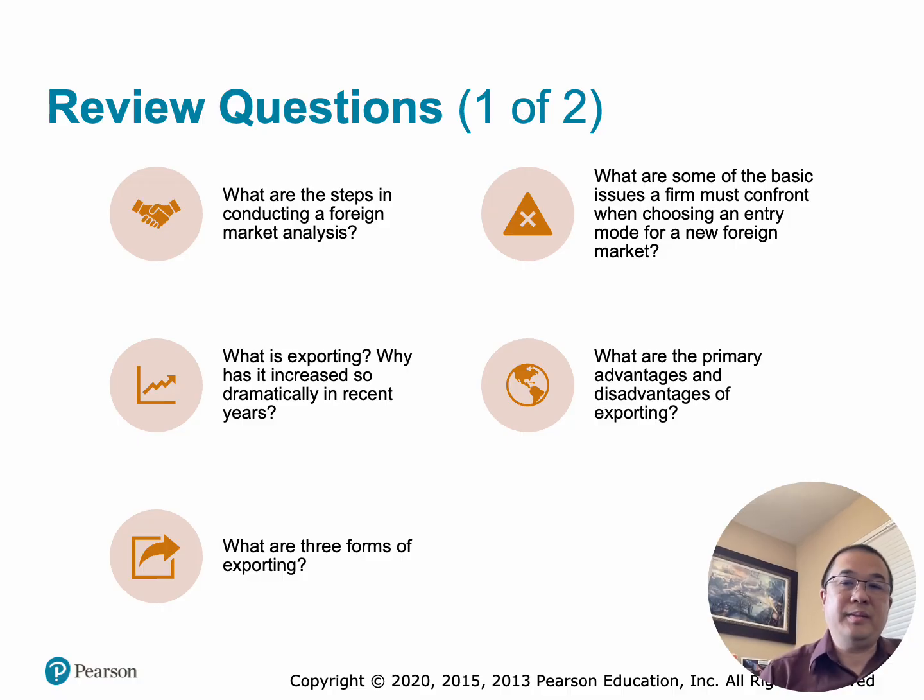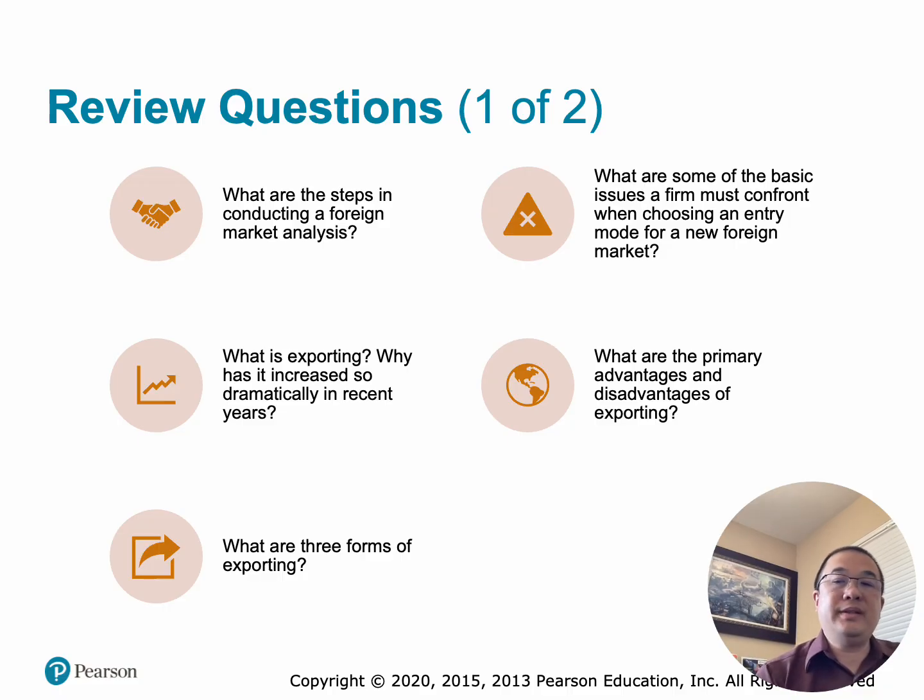Step three, evaluate political and legal environment. This would be trade barriers, regulations, and political stability. Step four, analyze cultural factors. This would be consumer preferences, language, business customs. Step five, estimate costs and risks. So this would be the transportation, labor, and taxes. The goal is to determine whether the market offers profitable opportunities.